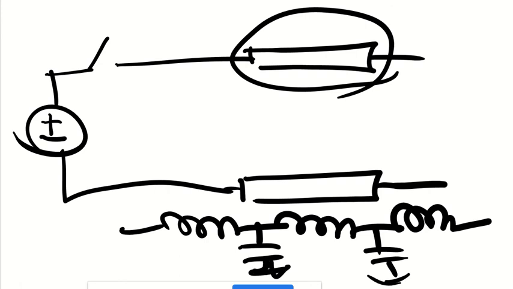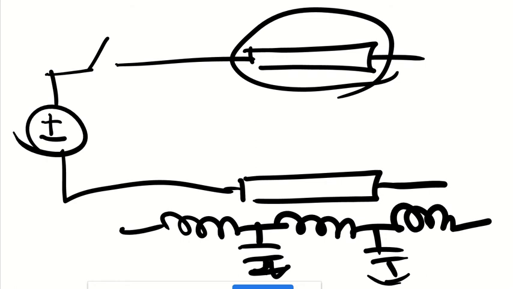Now, the question engineers usually ask is, should I be worried when I design a system? Should I be worried about the transmission line, or can I model it as a wire? That's the question I'm going to answer today.